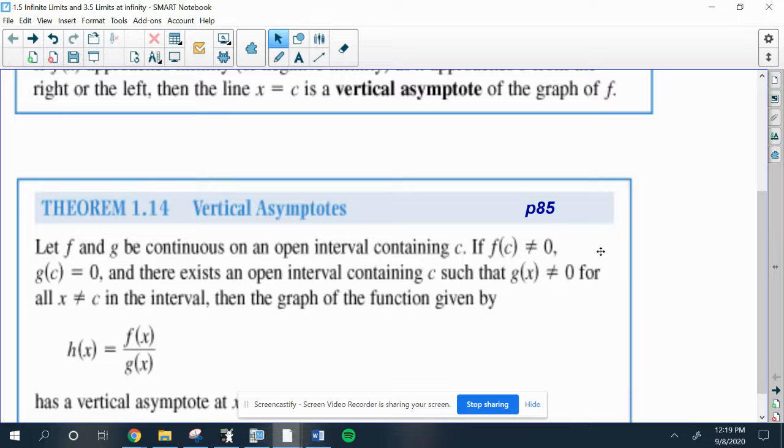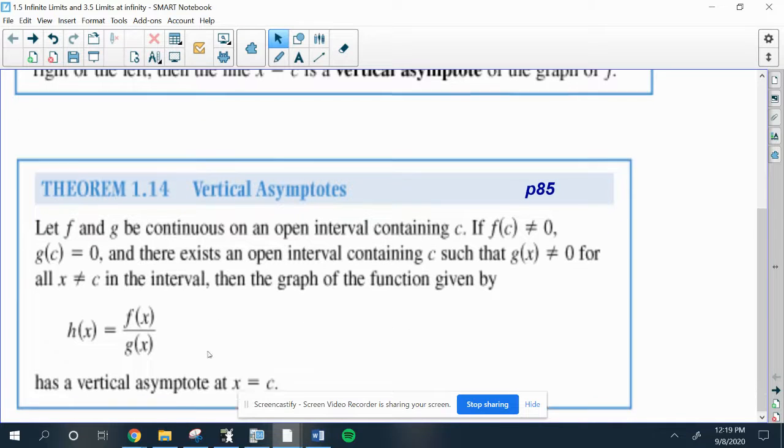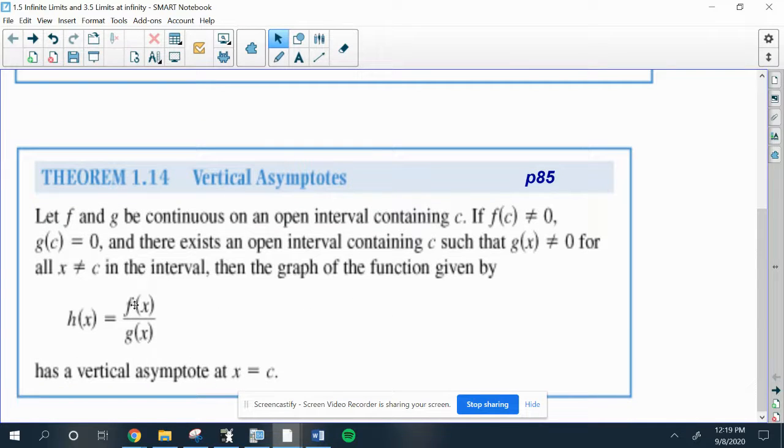Now, the next theorem that follows is just the theorem that shows how you can find some vertical asymptotes. And this is what we've been talking about all semester so far, really. If you have a fraction, that function would have a vertical asymptote at the value of c where the bottom goes to 0 and the top does not go to 0. So again, that's something we've been talking about a lot.